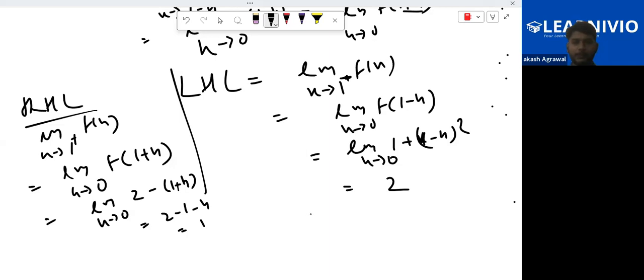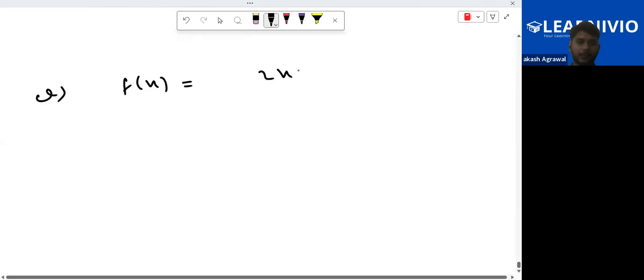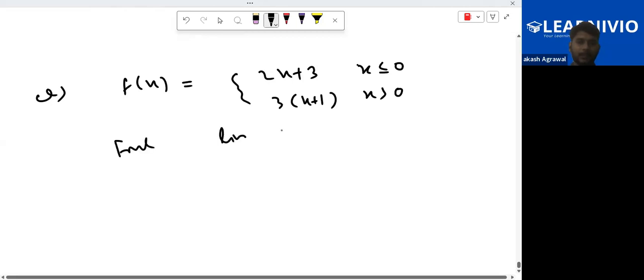Okay, one more question. F of x is 2x plus 3 when x is less than equals to 0, and 3 times x plus 1 when x is greater than 0. Find limit f of x, x tending to 0.